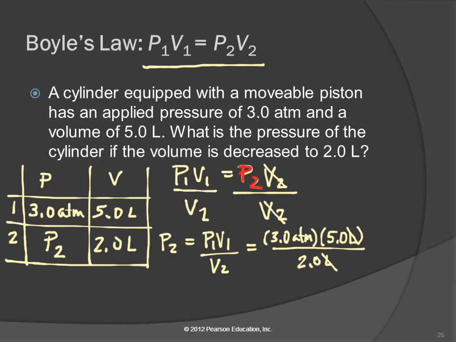And so now we use our calculator. My calculator's not cooperating. So we've got 3.0 times 5 divided by 2. Just like the last time I did this, it's still 7.5. All of the numbers we have here have two significant figures, and so our answer should have two significant figures. So P2 equals 7.5 atmospheres.